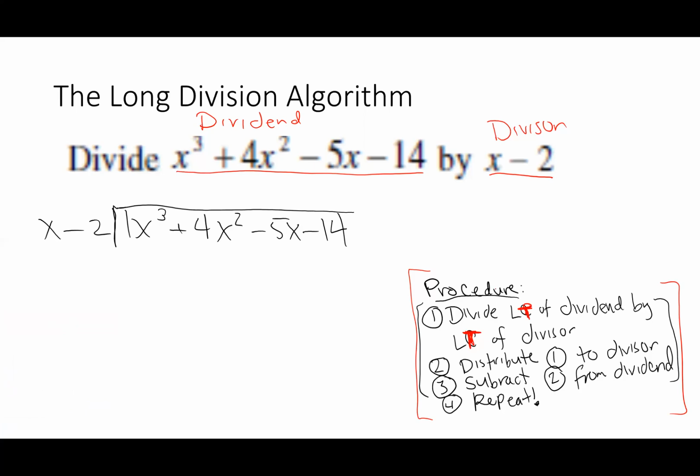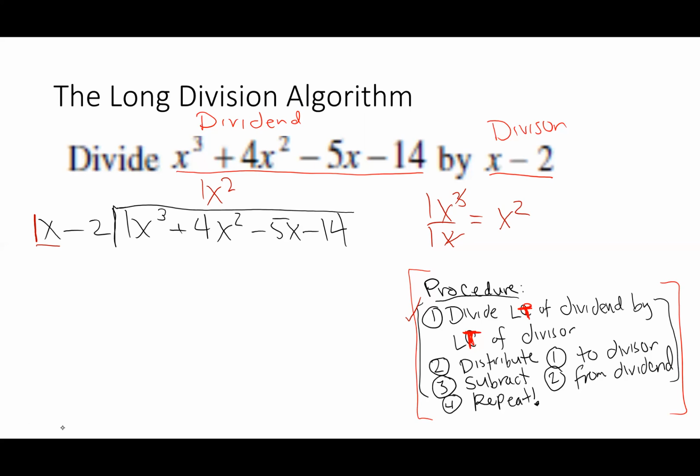So first, we divide the leading term of our dividend by the leading term of our divisor. We start with 1x cubed, and we're dividing this by the leading term of our divisor, which is 1x. So the x's cancel, and I end up with just x squared. I like to put all of the terms of my polynomials lined up so that I don't get lost. So that's the first step.